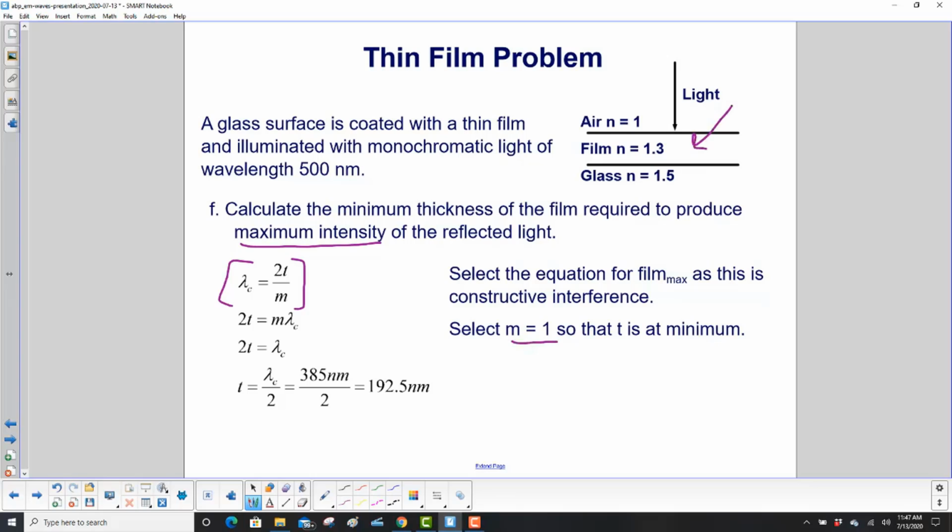So we're going to choose m is equal to 1. So we have 2t is equal to m lambda, constructive interference. And we choose m is equal to 1. We get this. T, the thickness is lambda over 2, 385 nanometers. And again, we're using the wavelength in the film. And we get 192.5 nanometers thickness for the thin film.